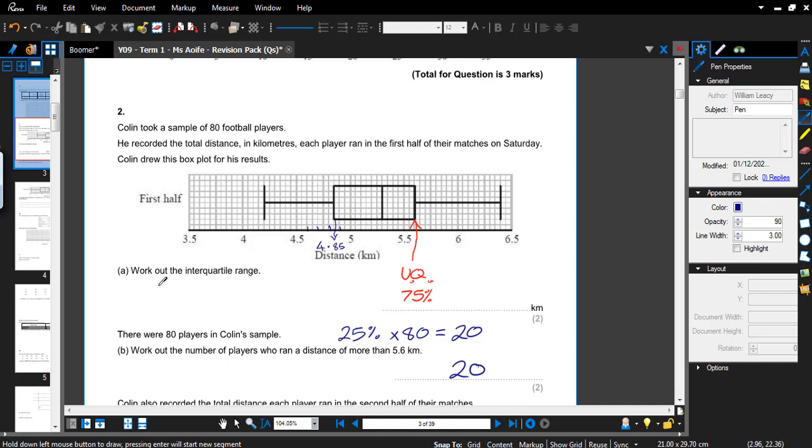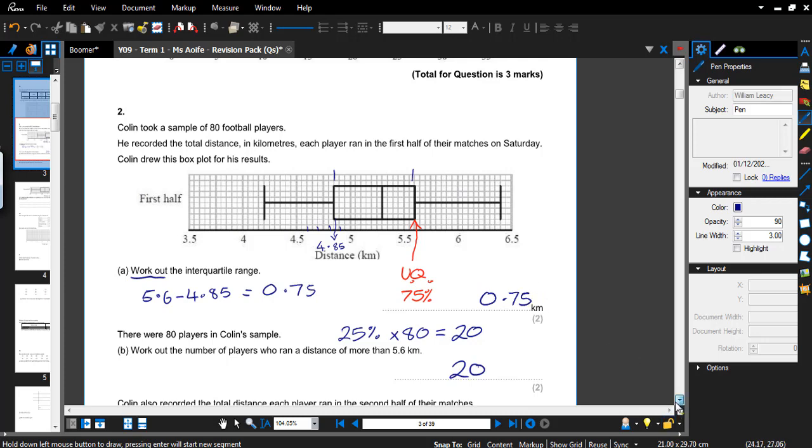Upper quartile is 5.6. So the interquartile range, work it out, which means show your workings. 5.6 minus 4.85, because it's the upper quartile minus the lower quartile. That is 0.75, so 0.75 kilometers.